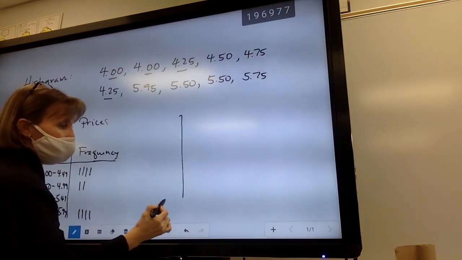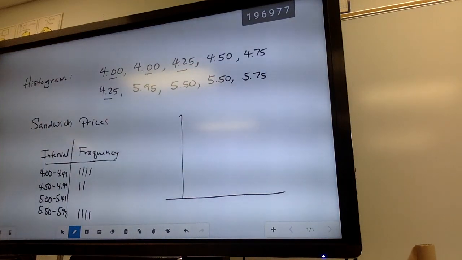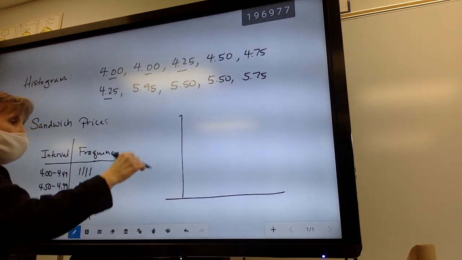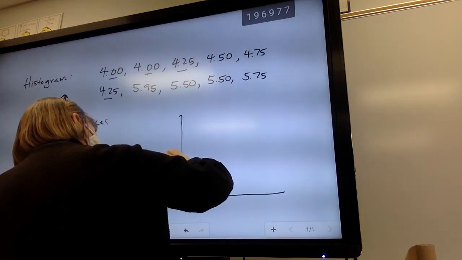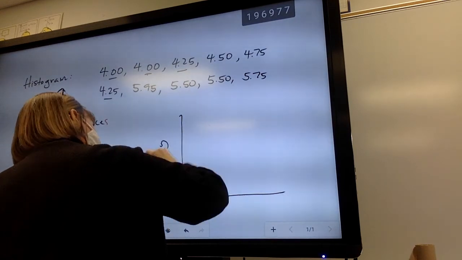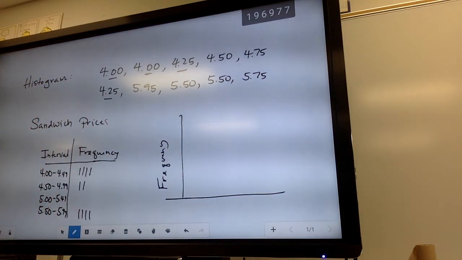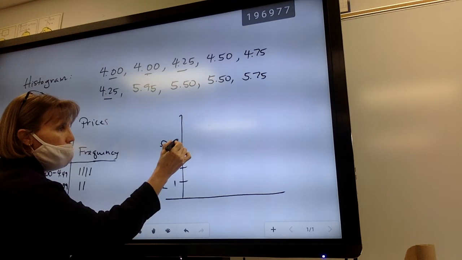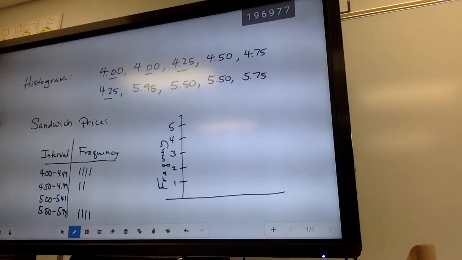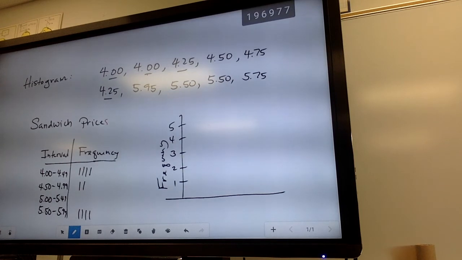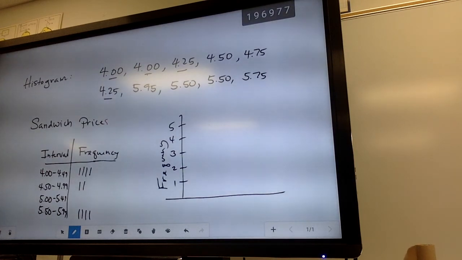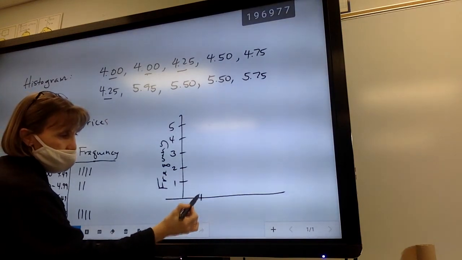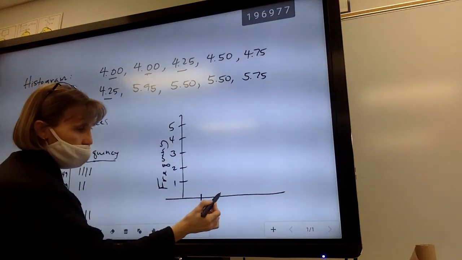Now when you make your histogram, a histogram is just like a bar graph. You're going to put your frequency along the y-axis here. My frequencies went from 0 to 4. I'm just going to go 1, 2, 3, 4, 5. Your frequencies go along the vertical axis, and your intervals go along the x-axis. Now this axis, I'm going to divide it up. I've got 4 different intervals, so I'm going to divide it into 4 pieces.